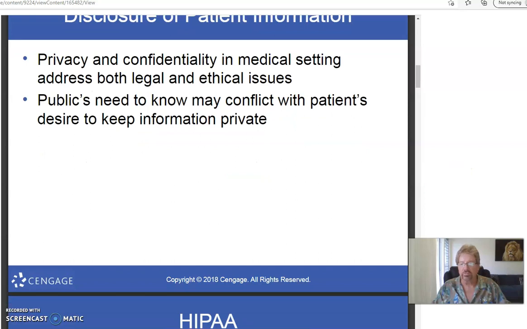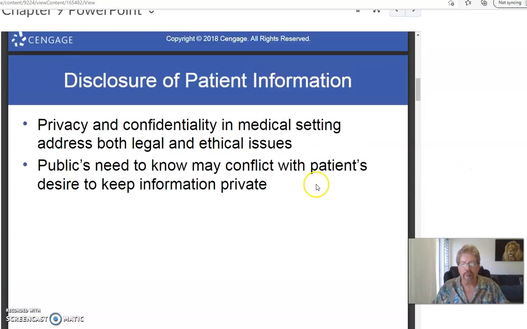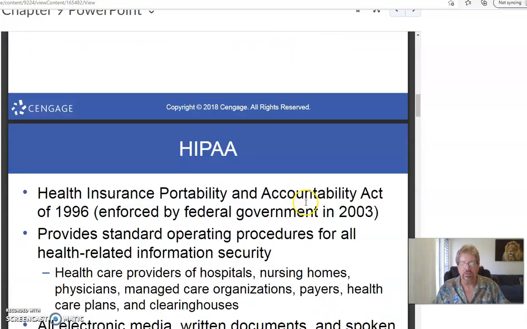Disclosure of patient information. Privacy and confidentiality in the medical setting address both legal and ethical issues. The public's need to know may conflict with the patient's desire to keep information private. I don't know why they use the word public, though. No one outside the medical field, except for the insurance carrier, would need to know some of this.